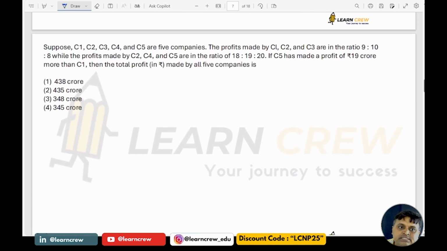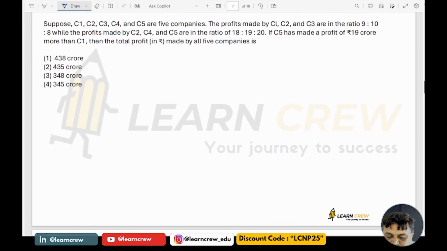Next. Suppose C1, C2, C3, C4, C5 are 5 companies. The profits made by C1, C2, C3 are in the ratio 9:10:8. C2, C4, C5 are in the ratio 18:19:20. If C5 has made a profit of 19 CR more than C1, then what is the total profit made by the 5 companies?